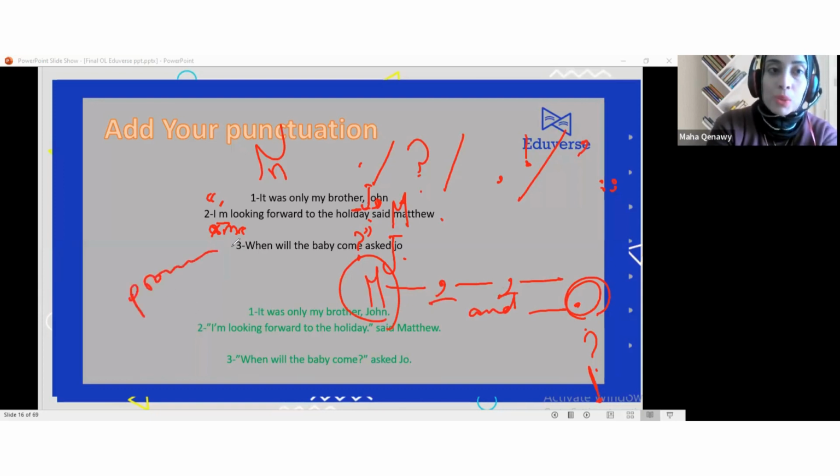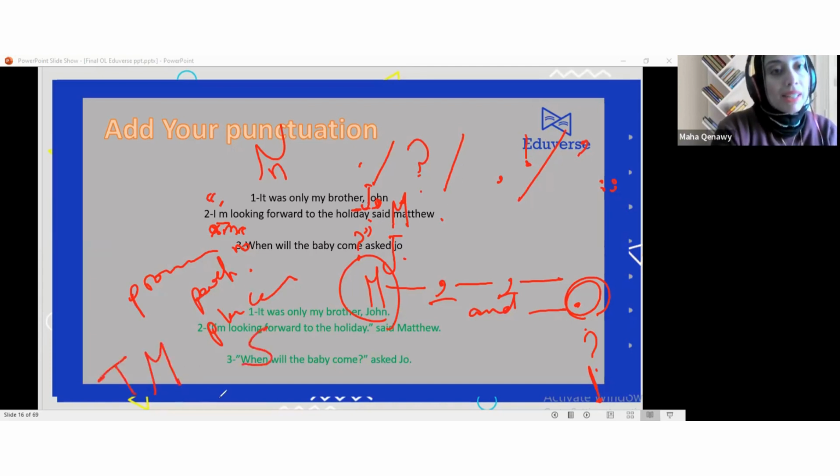What are proper nouns? Names of people: Noha, Ali, Maha. Names of places: Alexandria, Egypt, Damietta, and so on. Names of days of the week: Sunday, Monday, Tuesday, capitalized, all of them. Months of the year: March, November, December.